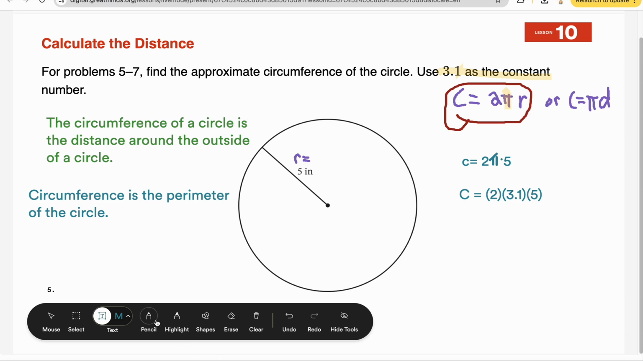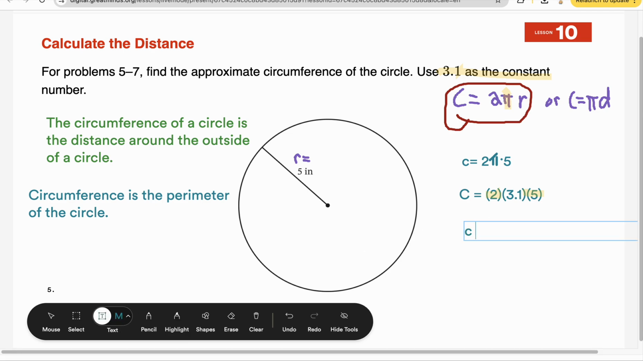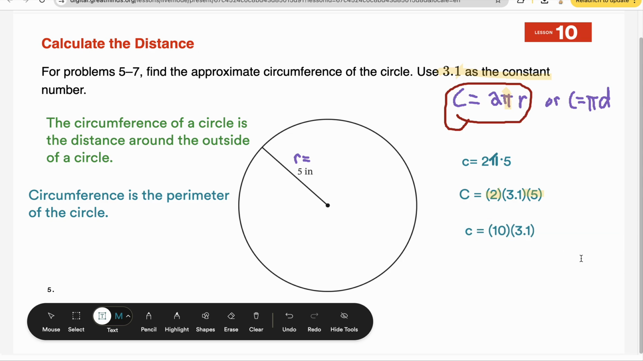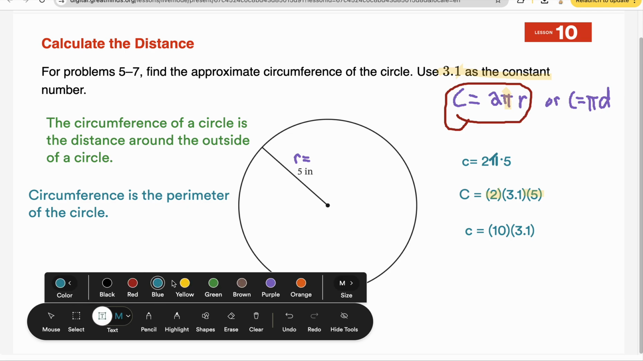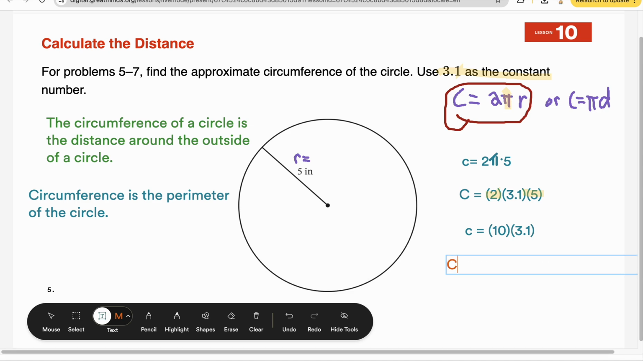So I'm just going to go out of order a little bit, and I'm going to first say, okay, well, what's 2 times 5? Well, 2 times 5 is equal to 10. So now I have the circumference is equal to 10 times 3.1. And then I can easily do that without a calculator as well and say that the circumference of this circle is equal to 31 inches, right?